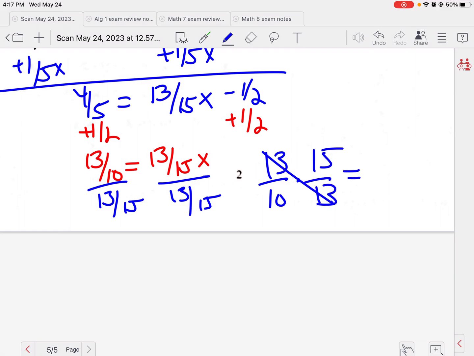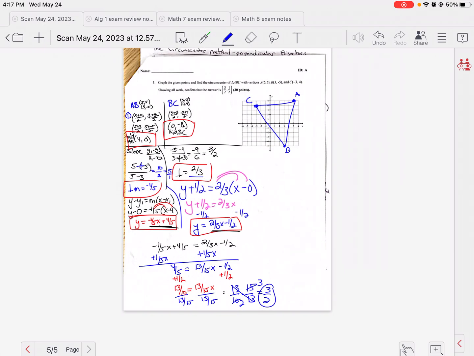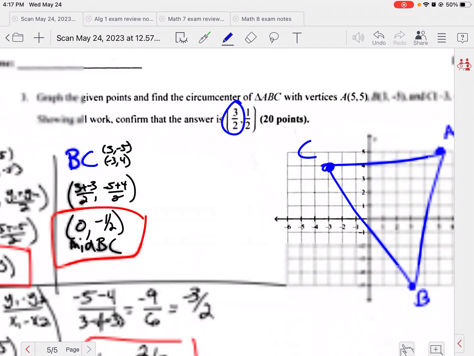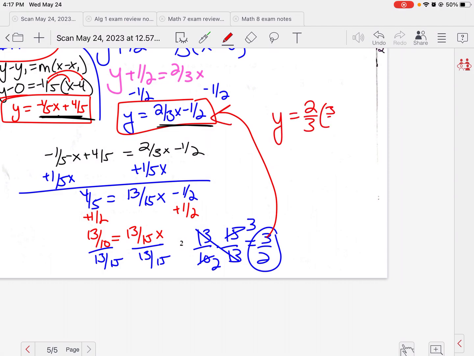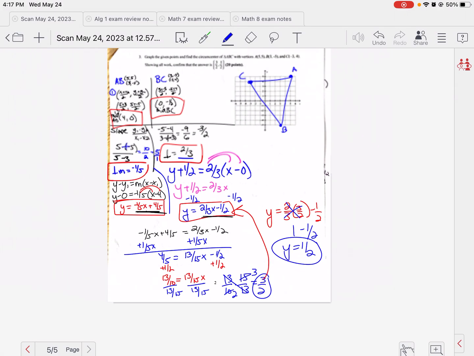13s are going to cancel. 5 goes into both of those 3 times and 2 times, and conveniently we get 3/2, which is great. That's what we wanted to happen because they told us the answer was 3/2. And then last but not least, you are going to plug that back in here for x so we can solve for y. So we're going to have 2/3 times 3/2 minus 1/2. This crosses off, so we're just left with 1. 1 minus 1/2 is 1/2, which conveniently is the answer we're supposed to get.